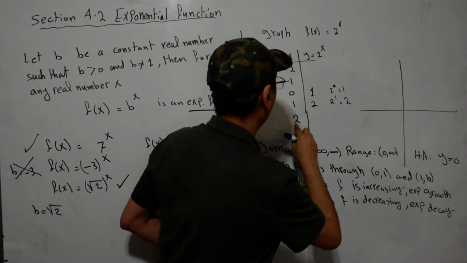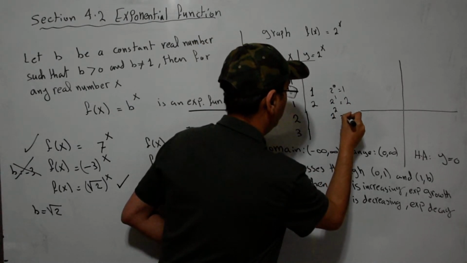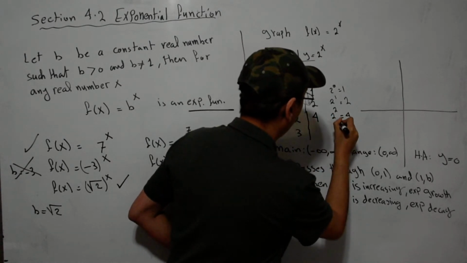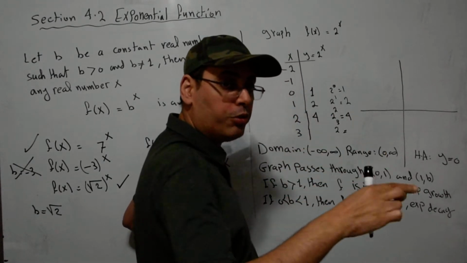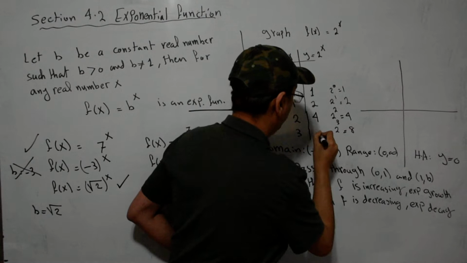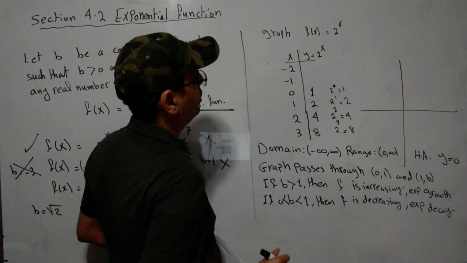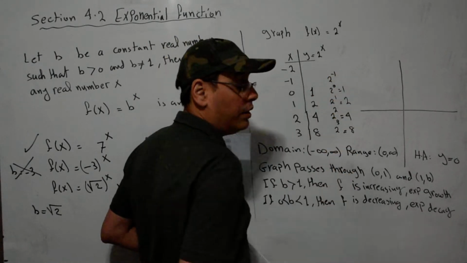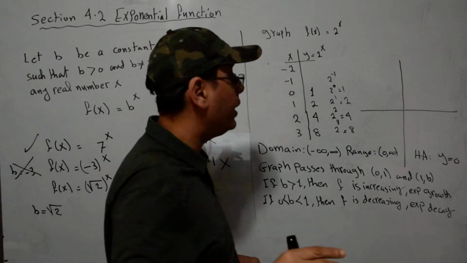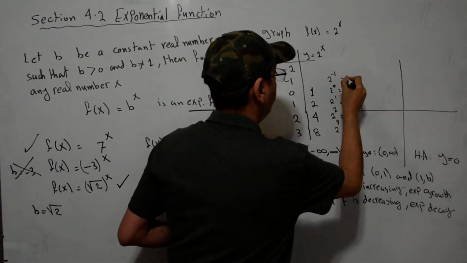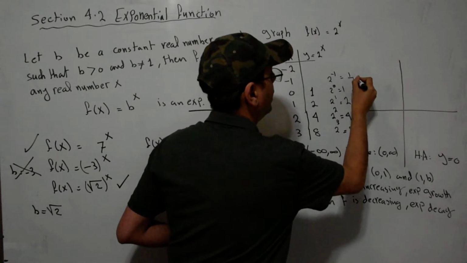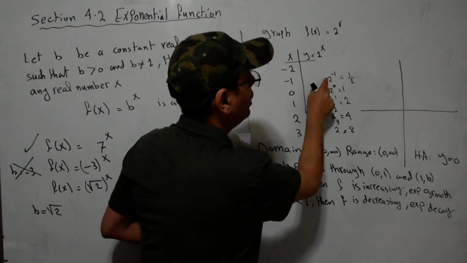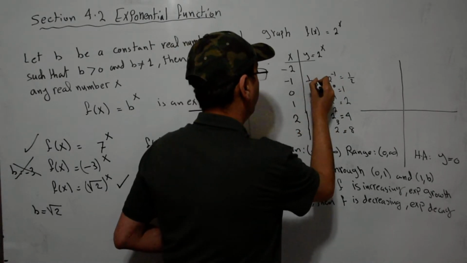What is 2 to the 2? 2 squared is 4. So here is 4. What is 2 cubed? 2 times 2 times 2 is 8. So here it's 8. Now let's go to the negative ones. When I have 2 to the negative 1, we flip the number over, so that would be 1/2. If you look, 2 to the 1 is 2, and 2 to the negative 1 is 1/2. So I have 1/2 here.